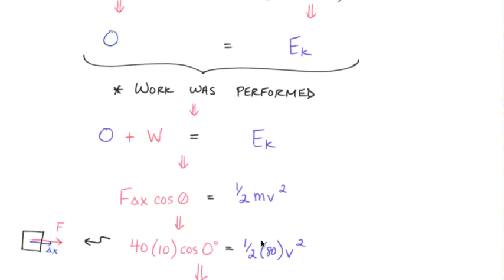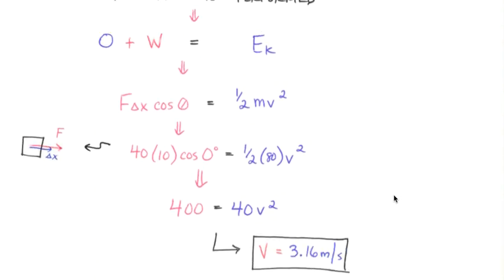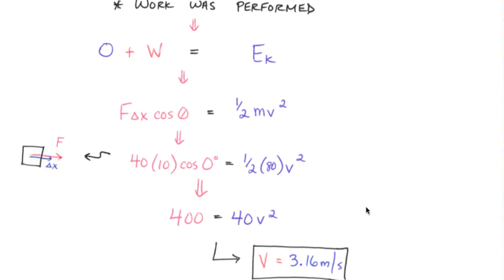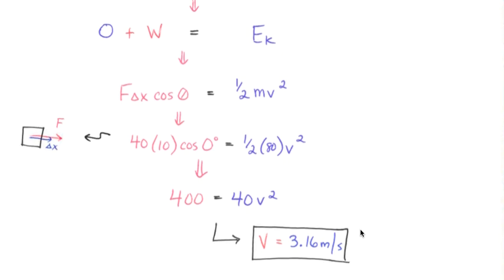These numbers, 40, 10, and 80, all came from up here. 80, 10, 40. They were all taken from the problem. Once I do that, I simply just have to solve for velocity, and I find that the final velocity after that 10-meter push using 40 newtons will produce 3.16 meters per second of velocity.